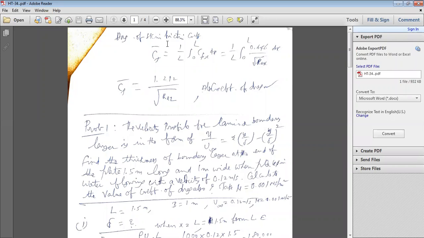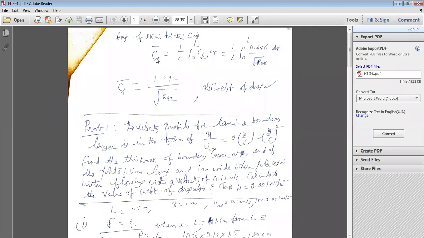And if you know the local skin friction coefficient, how do you calculate CF bar? Bar for average, CF bar. So average skin friction coefficient CF bar is equal to integral of 0 to L CFX dx divided by L. So CFX is skin friction coefficient at the given value of X. But X changes from X is equal to 0 to X is equal to L. The total or average skin friction coefficient on the flat plate.